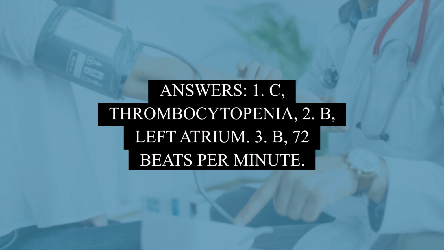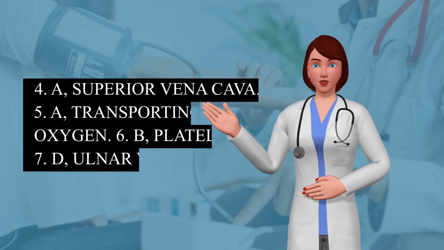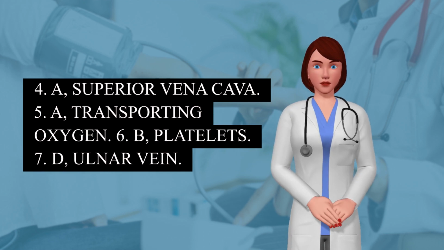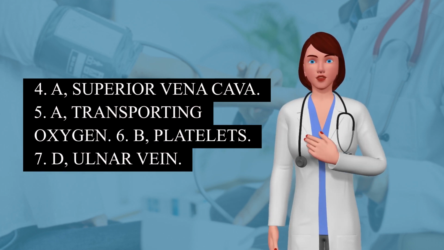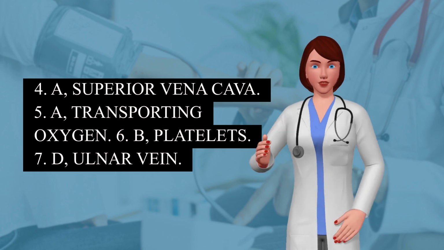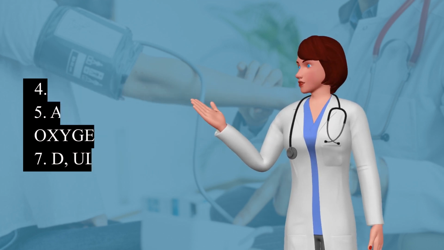C. Thrombocytopenia. 2. B. Left atrium. 3. B. 72 beats per minute. 4. A. Superior vena cava. 5. A. Transporting oxygen. 6. B. Platelets. 7. D. Ulnar vein.